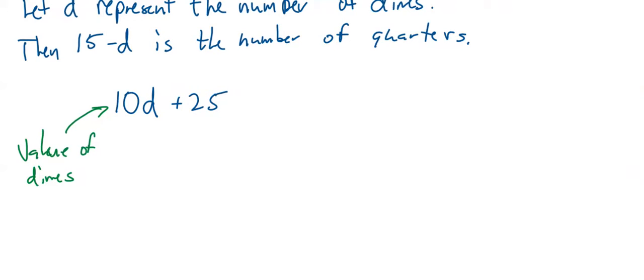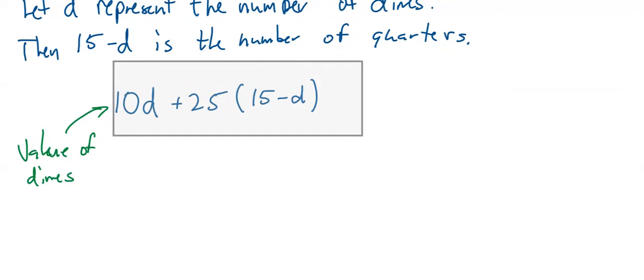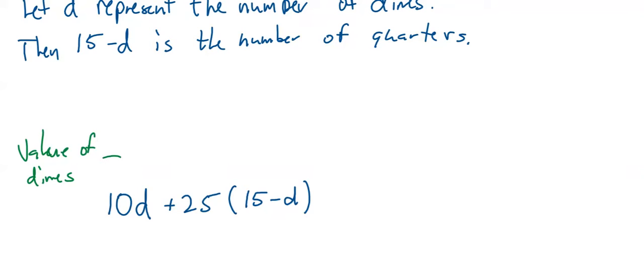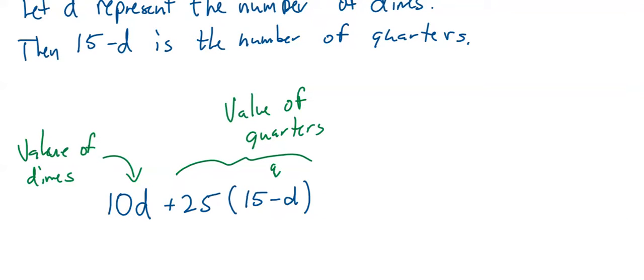15 minus D. So the number of quarters is 15 minus D in brackets because it's the whole thing. So this is the value of the quarters, because this is like our Q, and that whole thing is the value of the quarters.